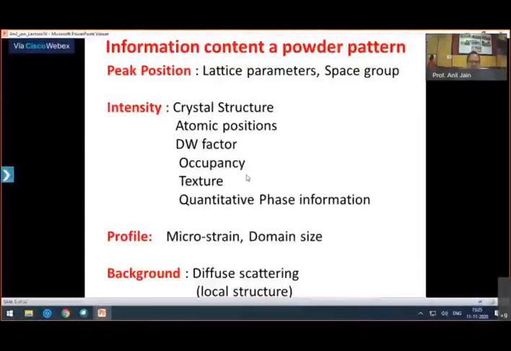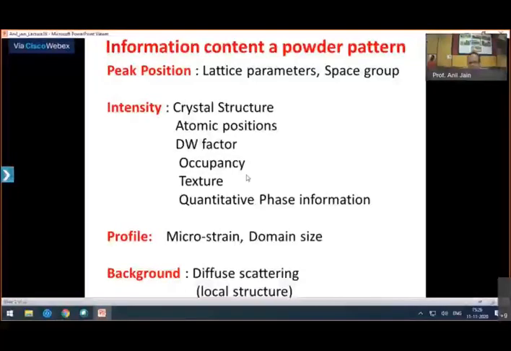Intensity also gives information about the texture in the sample. Texture means you have preferred orientation, so some of these planes are aligned more, and you get more intensity there. From the intensity, you can also get the quantitative phase information, that is, the quantity of each phase present in your material.